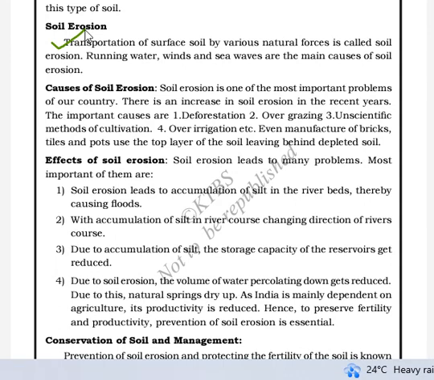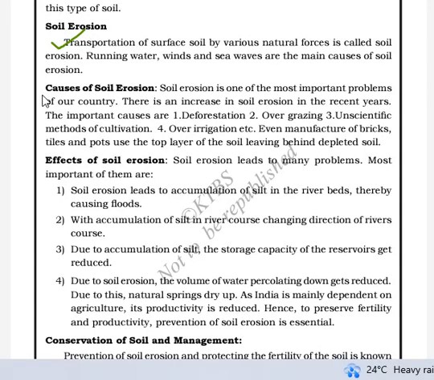So what are the natural forces? Running water, wind, sea waves are the main causes of soil erosion. So how will the question be asked? What is soil erosion? Then the same definition you have to write over there. Transportation of the surface soil by the various natural forces like running water, wind, sea waves is called soil erosion.